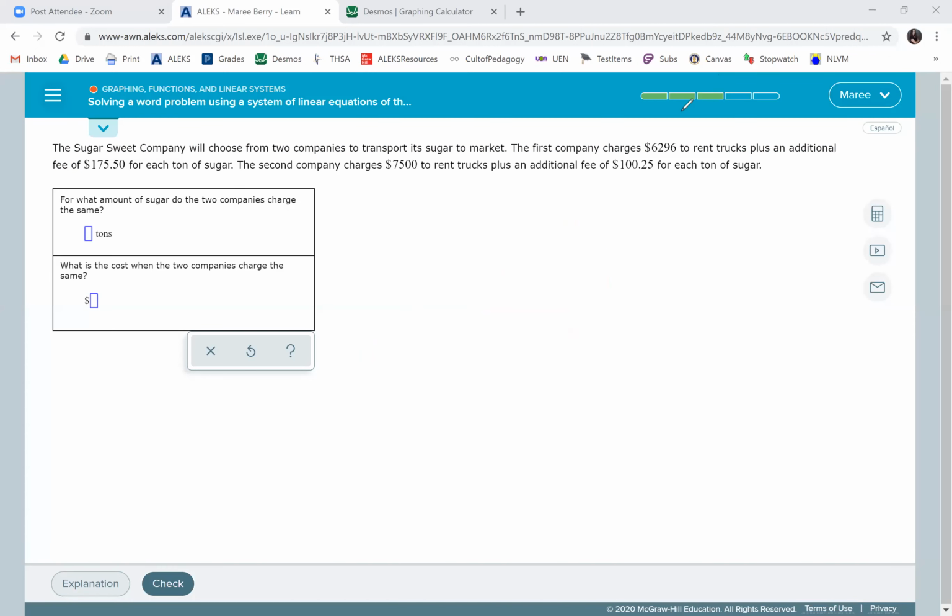Okay, one more. Sugar Sweet Company, always a Sugar Sweet Company, huh? So 62.96 plus an additional 175 per ton of sugar. Second company, 7,500 plus 125 per ton. How many tons will they be equal? So I'm going to subtract the 100.25 tons, and then I'll subtract 62.96 from 7,500. All right, calculator time.